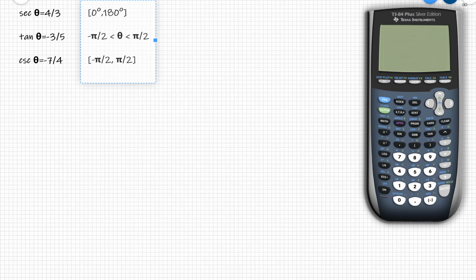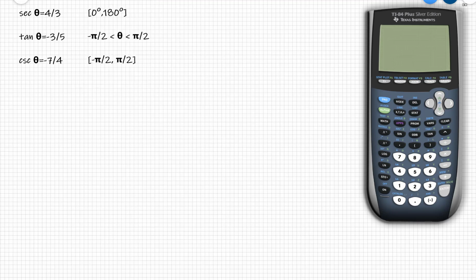The last thing I want to cover is how to get the information we want out of our calculator when dealing with inverse or arc functions. I'm going to start off with secant theta equals 4/3, and we're looking for an angle between 0 degrees and 180 degrees. If you look at our calculator over here, we don't have a secant button on there.